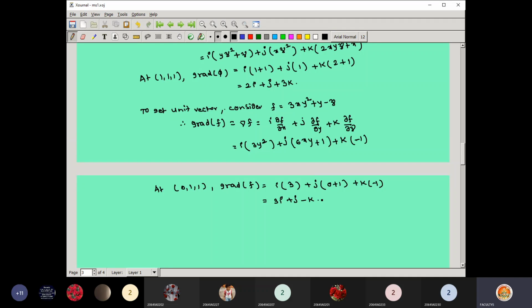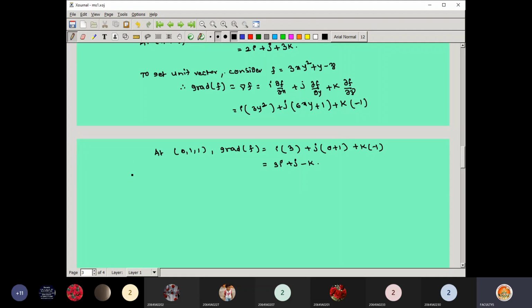So this is nothing but gradient. That means this is nothing but your vector. This was given to us as the vector, because we already did the gradient earlier. So once the vector is known, I am calculating e bar only by using this vector 3i + j − k divided by square root of the sum of the squares of the coefficients, 9 + 1 + 1. So 3i + j − k divided by root 11.